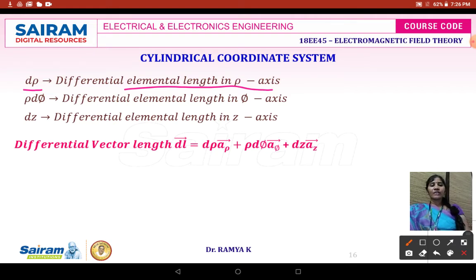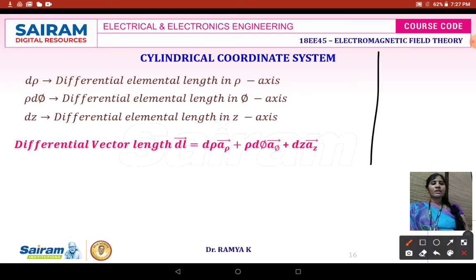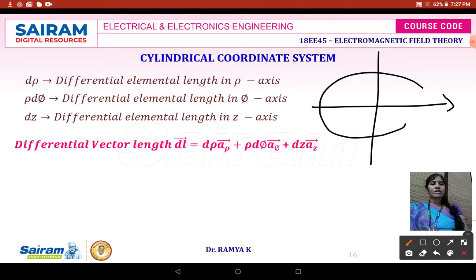Next one, d phi. In the Cartesian coordinate system, we simply wrote dx, dy, dz, because the differential elemental length varies only with respect to the length. Whereas here, if you consider a cylindrical structure, rho is the radius. So if you consider the differential elemental length, rho is going to vary with the factor called d rho. Whereas phi will be varying with respect to rho, where you assume the point P.